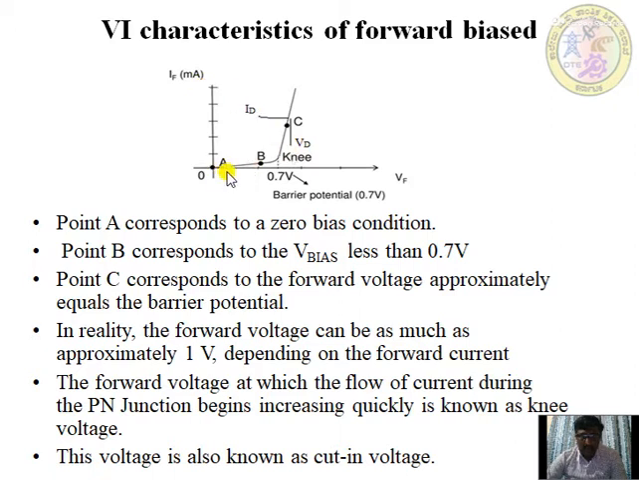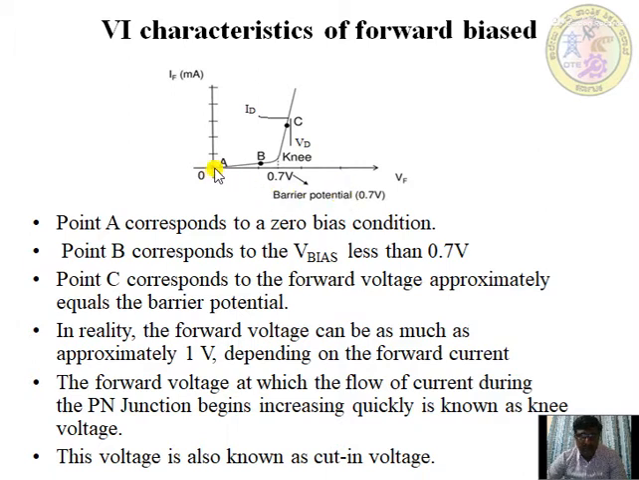Okay, so this one is the representation, and this one is considered for silicon. We are representing point A, point B, as well as point C. This one is known as the knee voltage, that is the cutoff voltage, and this 0.7 volts for silicon is the barrier potential. This is the standard value for silicon, as we know from the previous section.